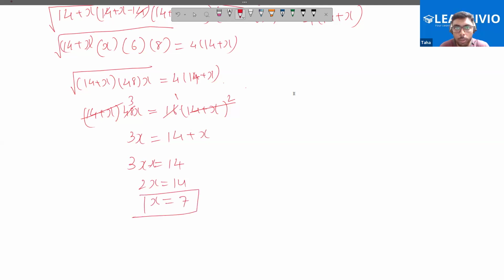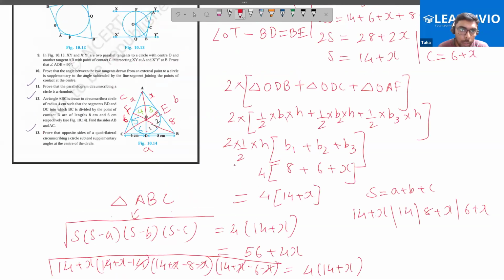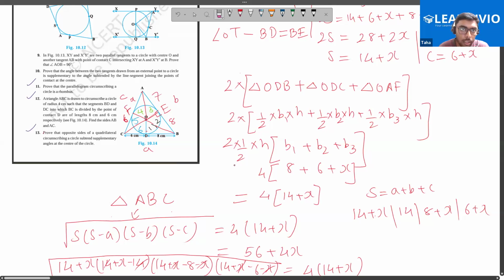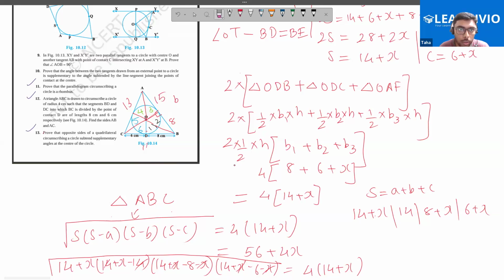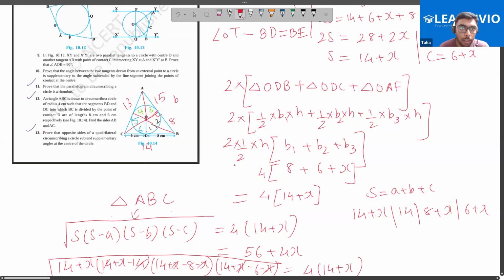So if X is equal to 7, we took these sides to be 6 plus X and 8 plus X. So this would be 7 and this would be 7, meaning the side's length would be 13 and the other side's length would be 15, right? And this side's length was 14. So this is a scalene triangle. Is it clear, everyone?